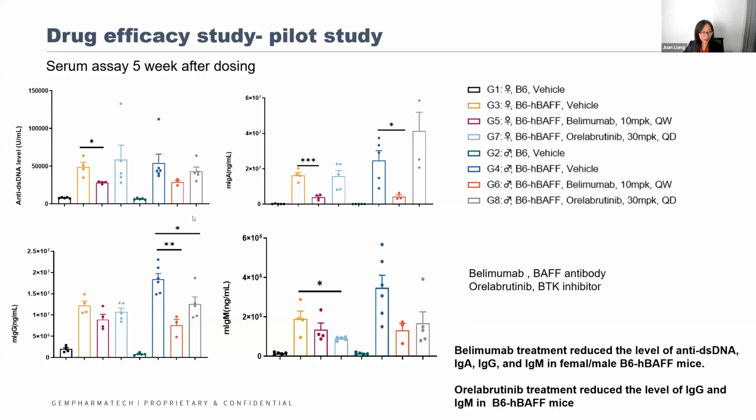As shown in the data, the BAFF antibody treatment could reduce the levels of anti-dsDNA, IgA, IgG, and also IgM in the female or male B6 BAFF mice. And the BTK inhibitors could reduce the IgG level and also the IgM levels in B6 humanized BAFF mice.